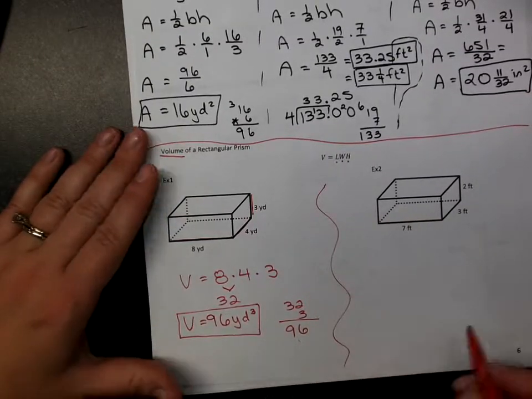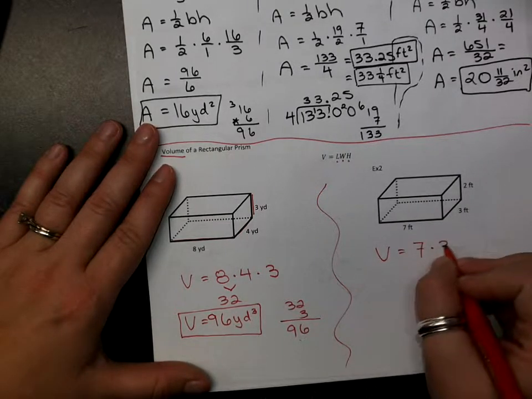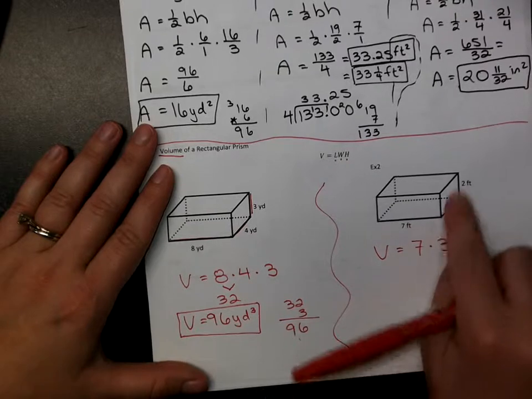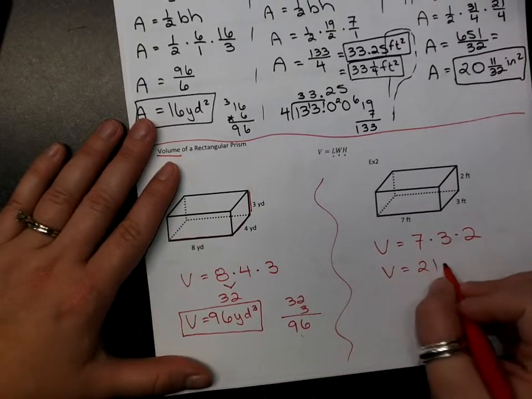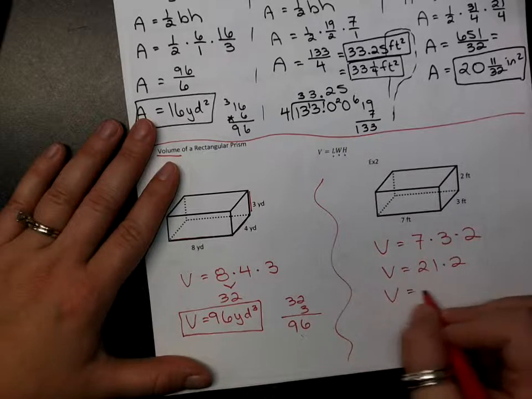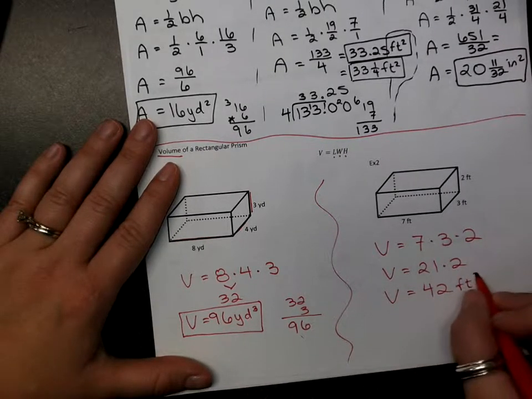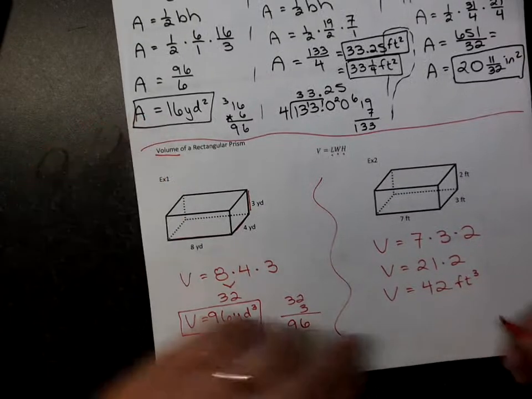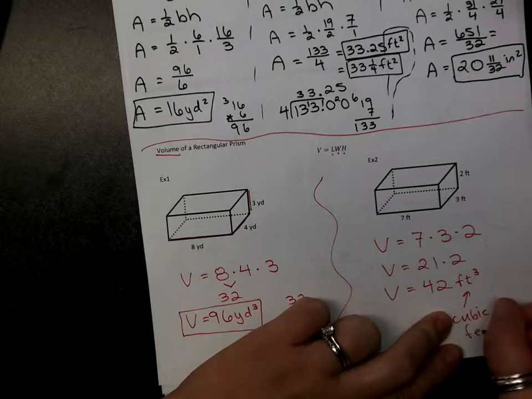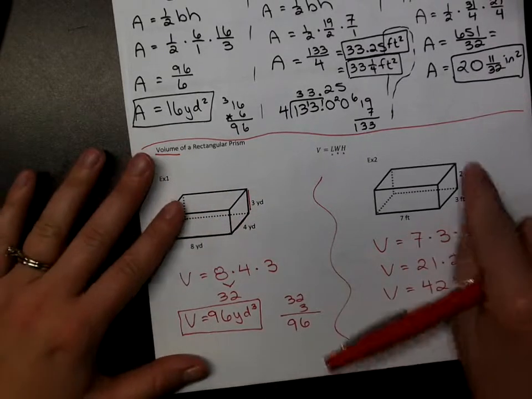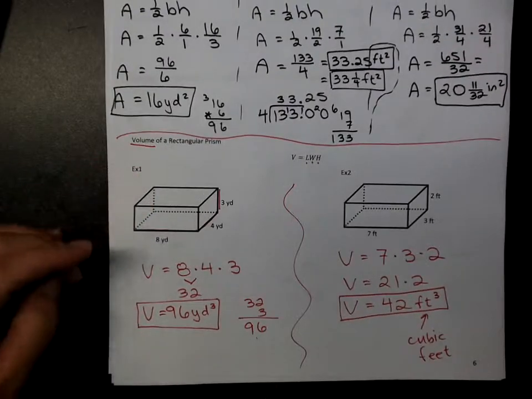Alright, and the second one's just as easy. Volume equals length times width times height, and it doesn't matter which one is which. 7 times 3 is 21 times 2, so volume is 42, and it's cubic feet. It's to the 3rd power again because we're multiplying 3 dimensions together, so it's cubic feet.